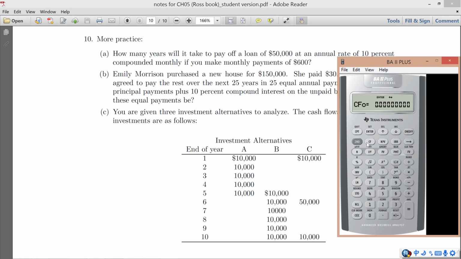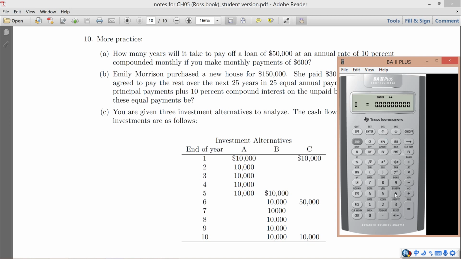Again, we go CF, second, clear work. In the first stream, the first cash flow occurs at the end of year 1. At the beginning of year 1, that's time 0, there's no cash flow. So 0, enter, go down. The first one is 10,000, enter, and go down. There are 5 10,000s, so 5, enter. From period 6 to 10, those are all zeros, so go down, 0, enter, go down, 5 zeros, enter. We're done inputting everything.